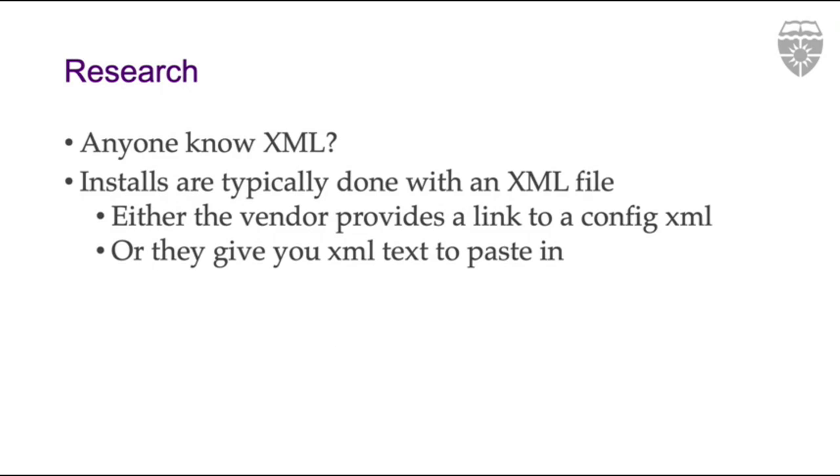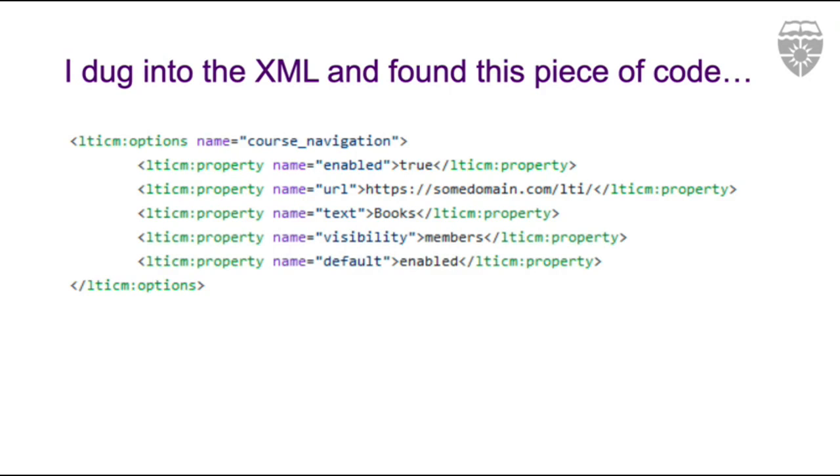So installs are typically done with an XML file. Actually, they're pretty much always done with an XML file, whether you're actually copy-pasting the XML or just referring to it on another server. So sometimes they give you a link to a config XML file, like a URL, or sometimes they actually give you the XML text to paste in. So I dug into one of the XML files, and I found this little piece of content here. Options. Course navigation. Well, there you go. There was nothing in any sort of user interface that allowed me to generate this XML. This was just provided to us.